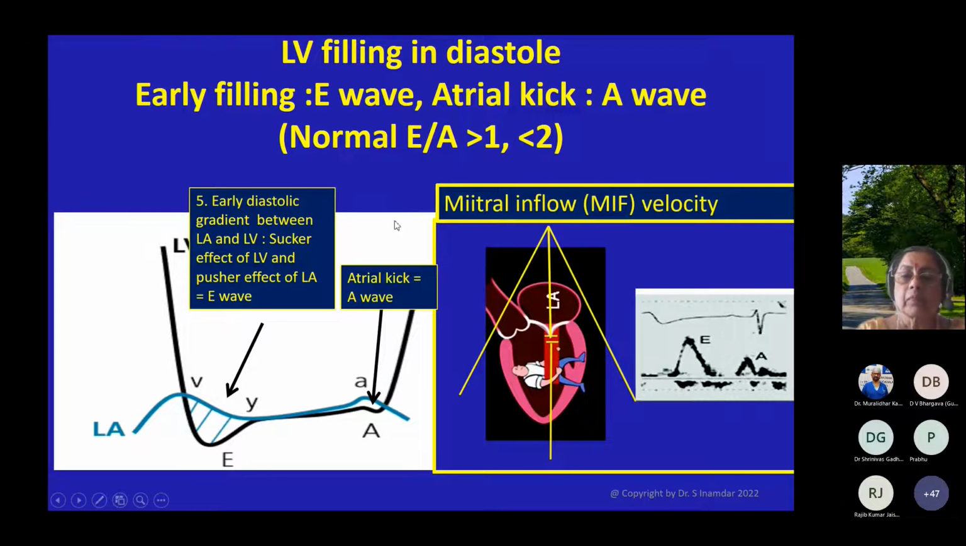Now coming to blood velocity. Now we have measured tissue velocity. Now coming to blood velocity, this is known as the E wave, blood flowing from LA to LV, and usually it is due to the sucking effect normally. And this is the E wave, and then the atrial kick is the A wave, and usually the E/A ratio is more than 1 and less than 2.